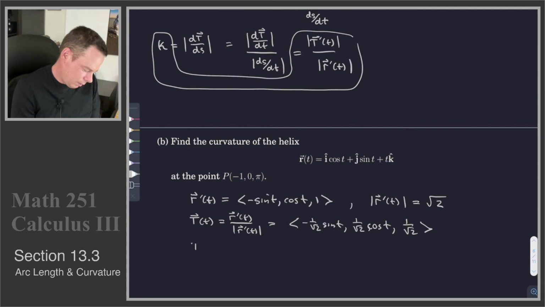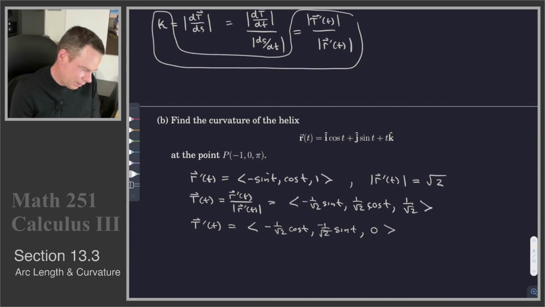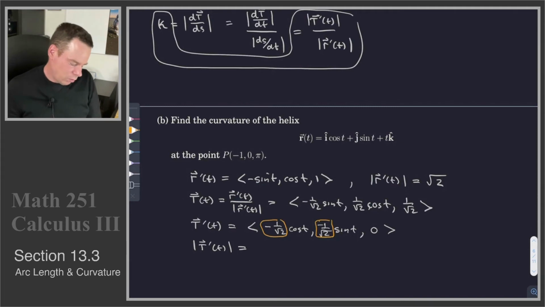Once I have that, then I need to know its derivative. And so that's going to be negative 1 over root 2 cos t, 1 over root 2 with a negative sine t, and 0. And then lastly, I'm going to need to know the magnitude of that. So the magnitude of T prime of t is the square root of, so maybe we can be a little bit more strategic in how we do this. There's this constant in front of each of these. And so this is really just negative 1 over root 2 times the vector cos t, sine t, and that's a unit vector. So the length of this thing would be 1 over root 2.